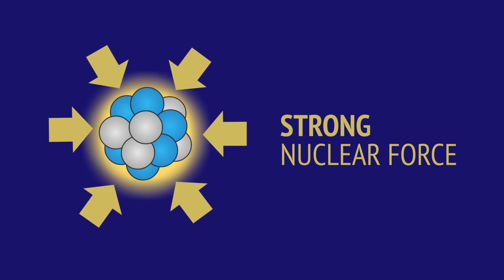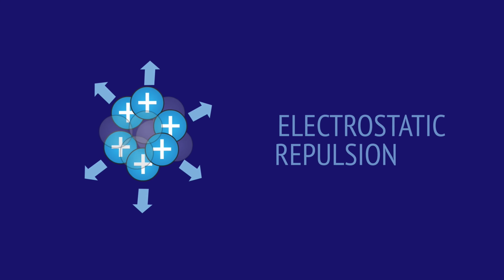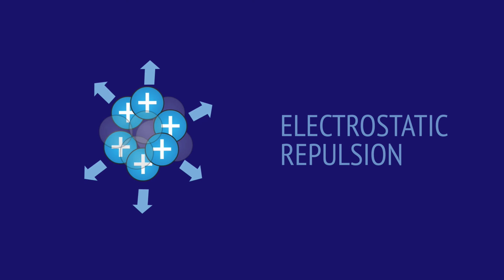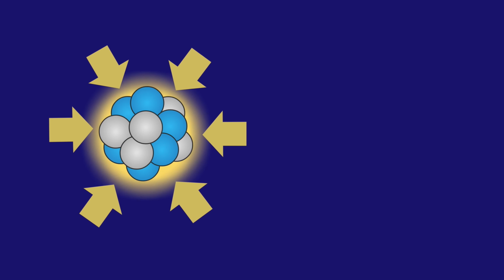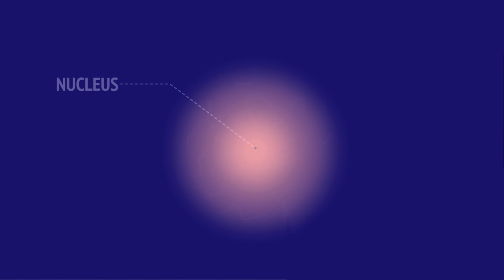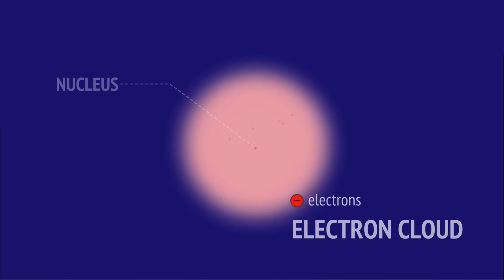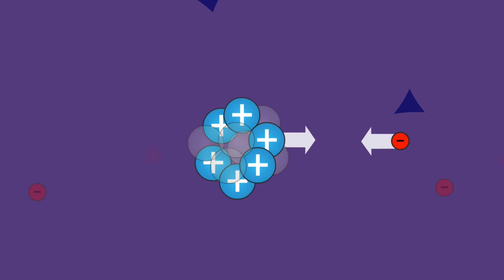A force so strong that it can overcome the electrostatic repulsion of the positive protons, and so bind the nucleus together. Surrounding the nucleus is the electron cloud, a region of fast-moving electrons that makes up the volume of the atom. These negatively charged electrons are attracted to the positively charged protons because opposite charges attract.